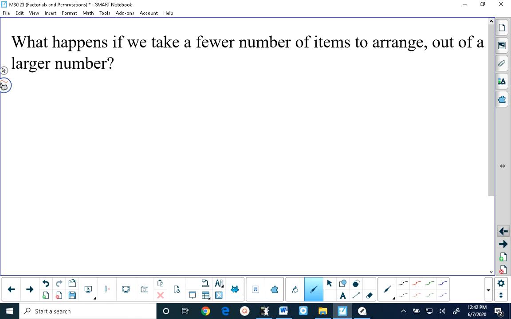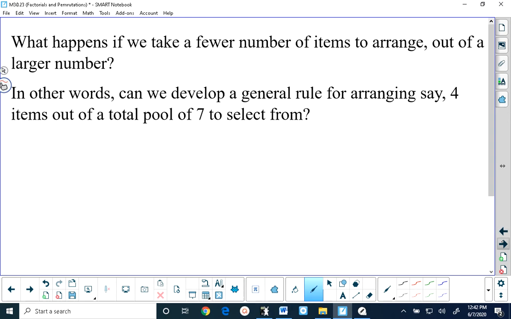But what happens if we're not going to arrange all of the items? What happens if we have a group of items and we're going to just choose a small subset of that and we're going to arrange them? So for example, what if I said we have 7 different people and I'm going to choose 4 of them to stand in a line? How many different ways can that be done? How many ways can I arrange 4 people out of a total group of 7?